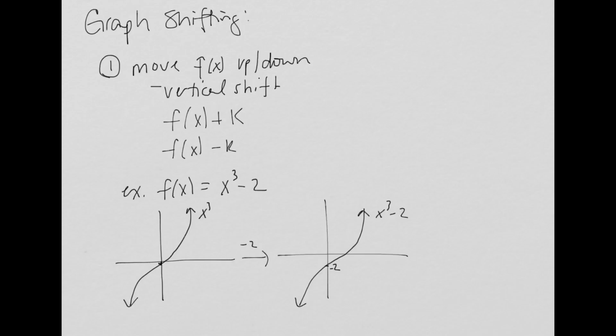So the reason we're doing this is we're taking what you know and just shifting it. So for this one it was x cubed minus 2, so you just take that graph and move it down 2 places. So that's a vertical shift. It can go up or down. If k is positive, go up. If k is negative, go down. So we can move up and down.